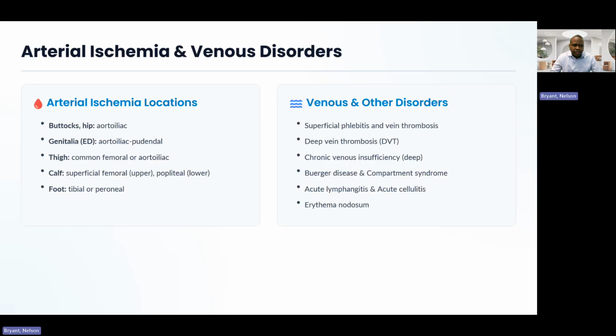Arterial ischemia. The location of claudication directly correlates with the site of arterial occlusion. For example, calf pain usually suggests a superficial femoral disease. It is also important to differentiate arterial issues from venous disorders like DVT or chronic venous insufficiency, or other conditions affecting the lymphatic system.